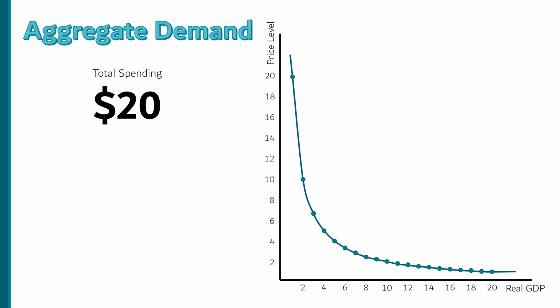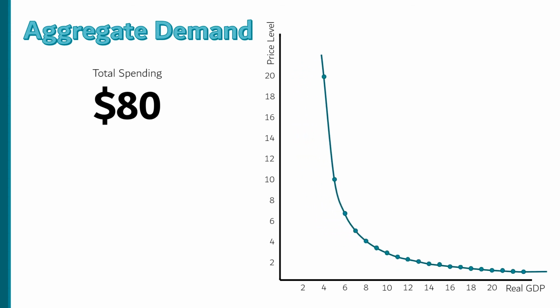But let's consider what happens when we increase the amount of money spent. If instead of $20 we spent $80, then a price level of $20 would go with a real GDP of 4. And that point would have to move over. So would all the other points. This is a shift in our aggregate demand. Increasing the total spending in the economy shifts aggregate demand to the right.